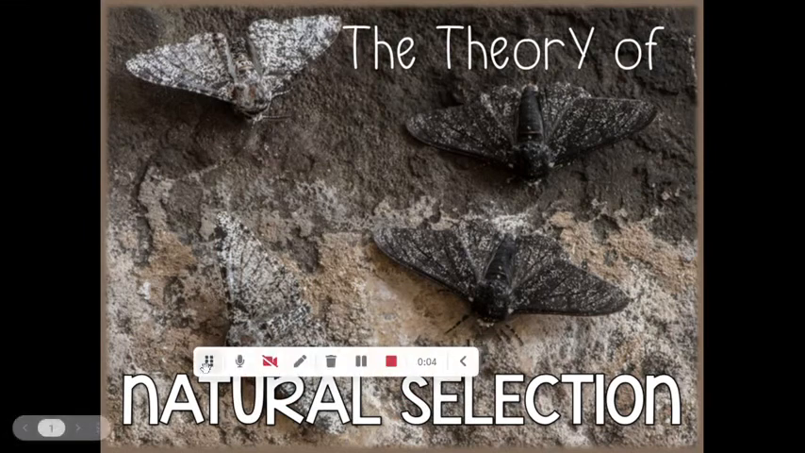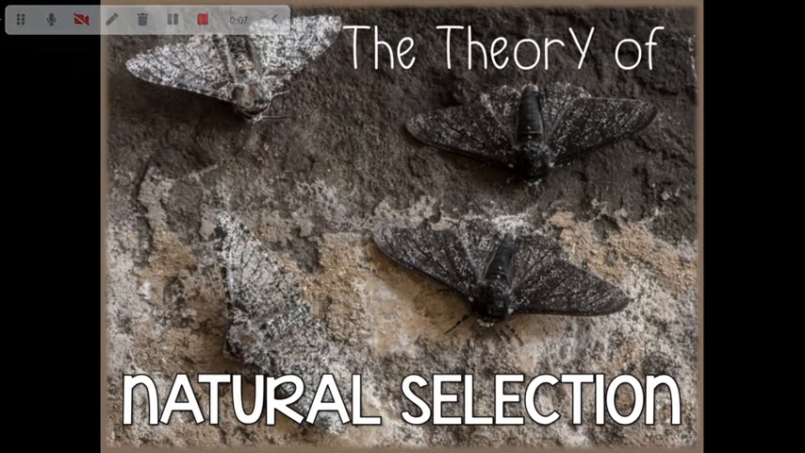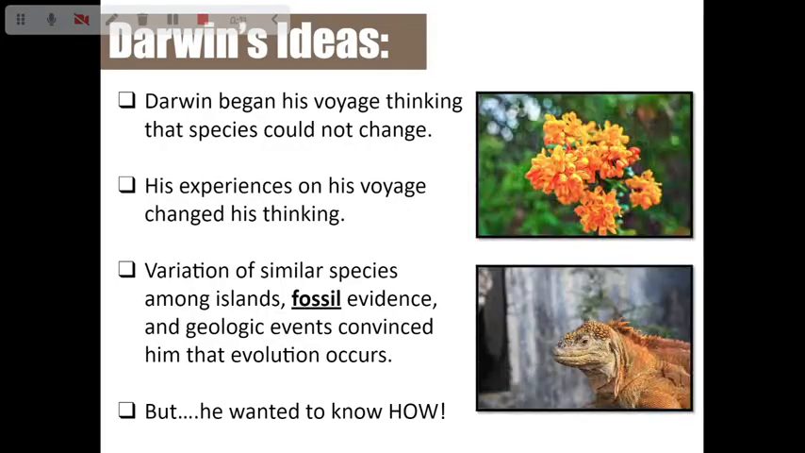We are going to get back into talking about the theories of natural selection. So, first, let's talk about Darwin's ideas. Just like we talked about in our last video, Darwin began his voyage thinking that species could not change. But his experience on his voyage changed his thinking. Variation of similar species among islands, fossil evidence, and geological events convinced him that evolution occurs. But he wanted to know how.